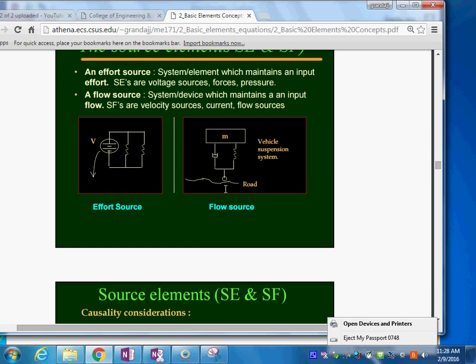Then we have the two sources. These are simple. The SE is obviously the source of effort, and SF is the source of flow. Now we are left with just two other elements. The one element is the transformer element, and the other one is called the gyrator element.